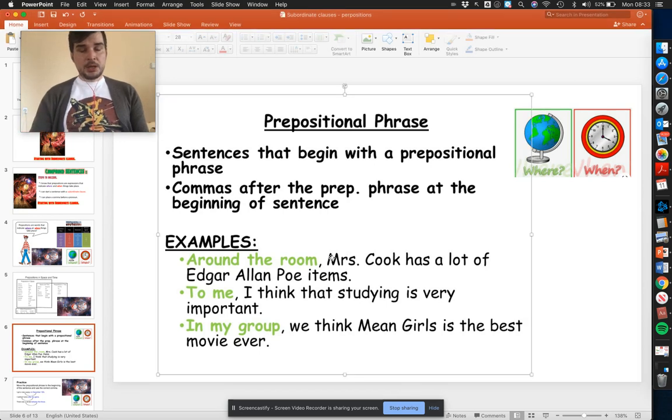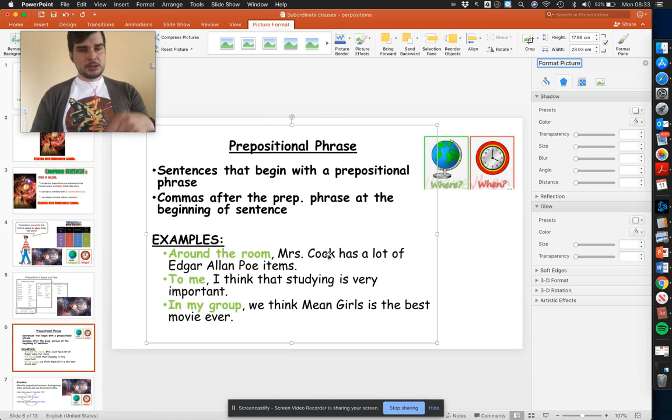And allow me to remind you, Mrs. Cook is a noun, it's a pronoun. So because there was a subordinate clause without a noun before the pronoun, we need a comma. And here you see, if I cover the rest of the sentence, around the room doesn't make sense on its own. If I said around the room, yeah, we know it's around the room, but it's not a full idea. It's not a full sentence.